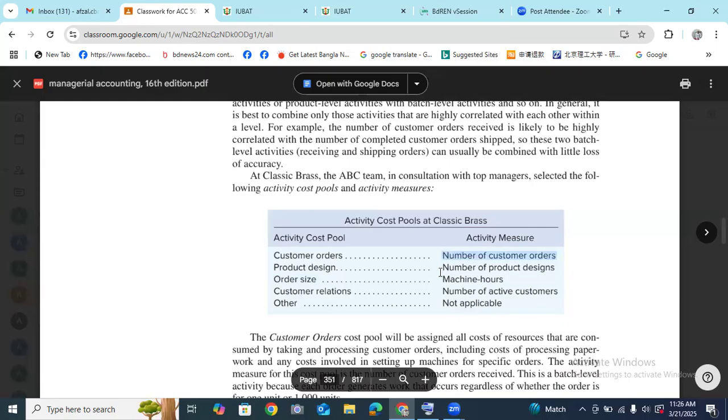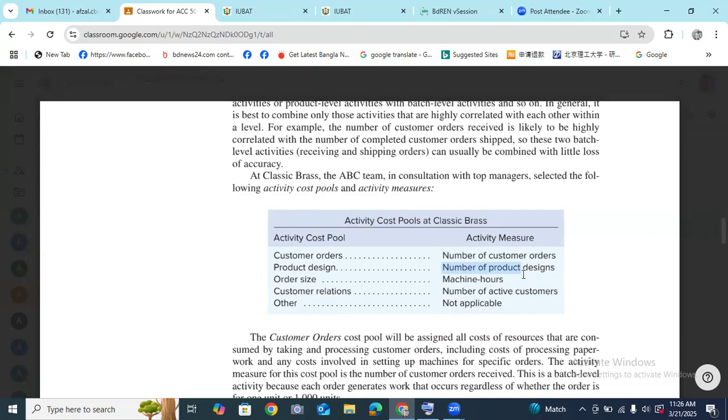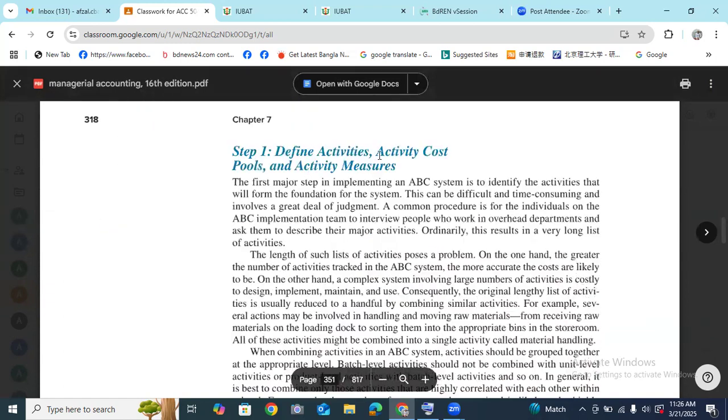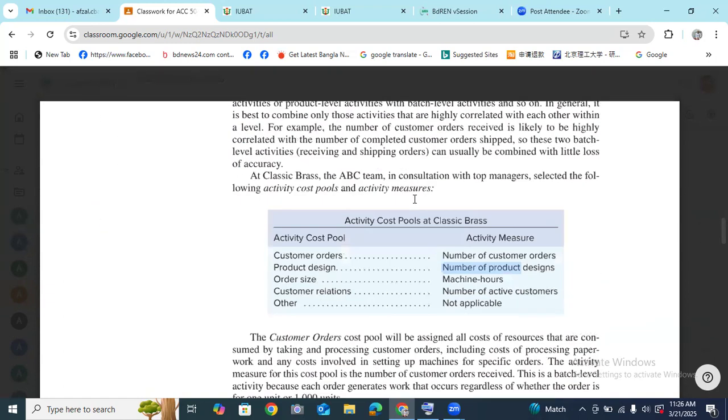For product design, the measure is the number of product designs. Then for machine order size, machine hours. For customer relations, the number of active customers. So in this way, we can allocate cost for a particular job. That means this is our cost driver. Okay, you know the cost pools and activity measures.